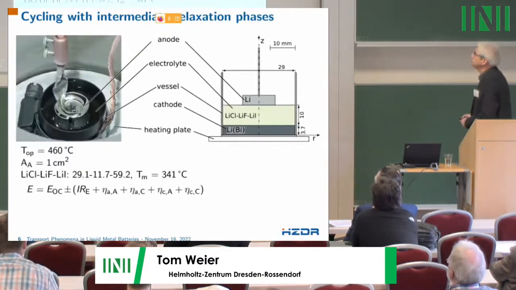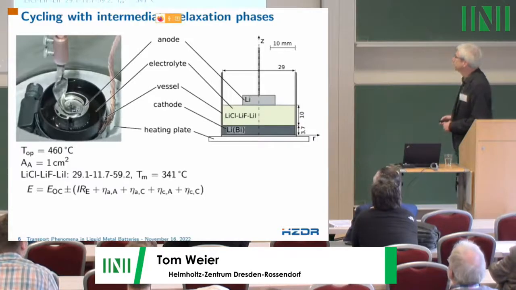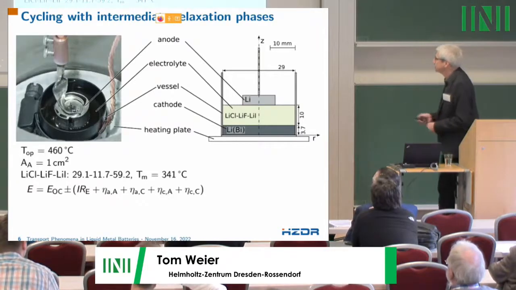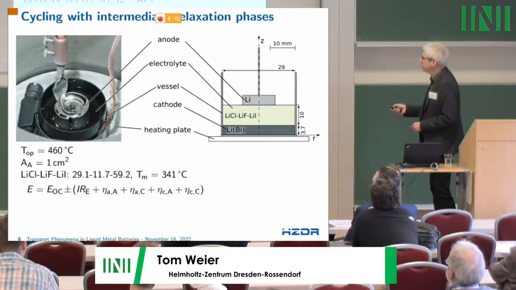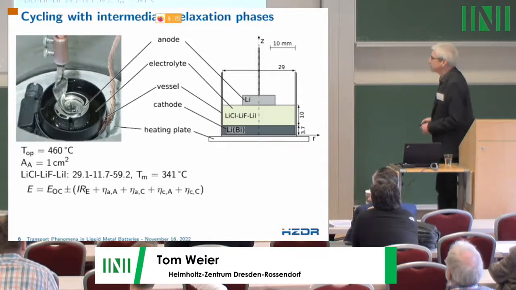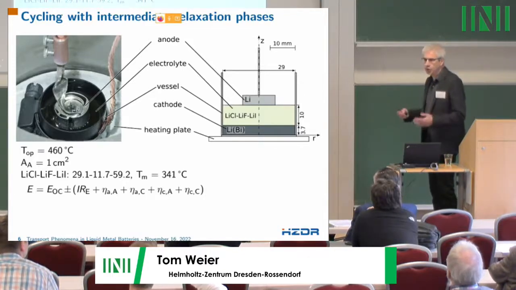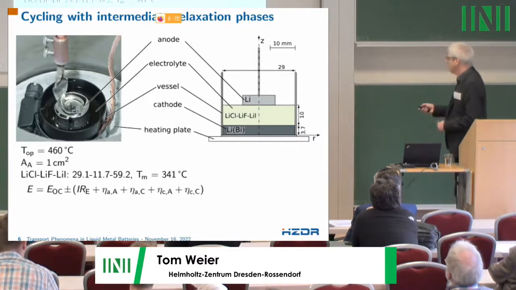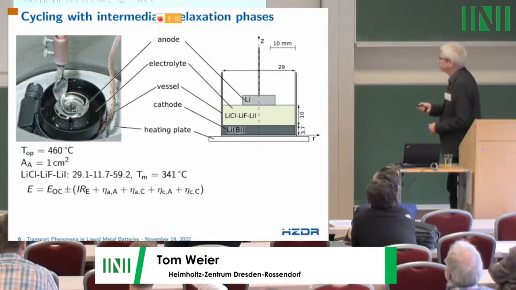When you cycle this lithium bismuth cell, a current is flowing, and current flow means ohmic losses, but there are additional loss mechanisms that might or might not occur. There is activation loss possible at the anode, activation loss possible at the cathode. Activation loss pays for charge transfer through the interface. And then we have concentration, so-called concentration overvoltages.